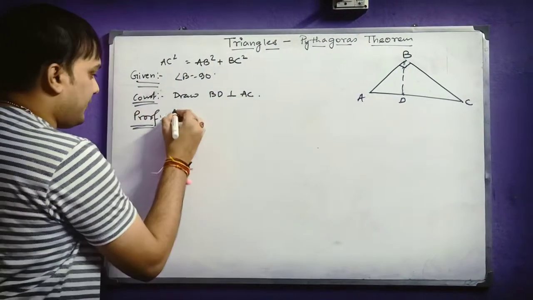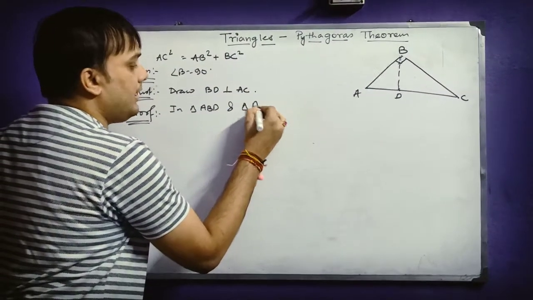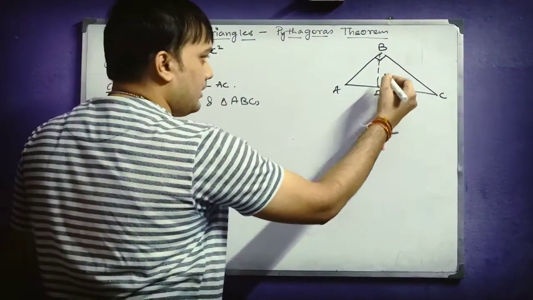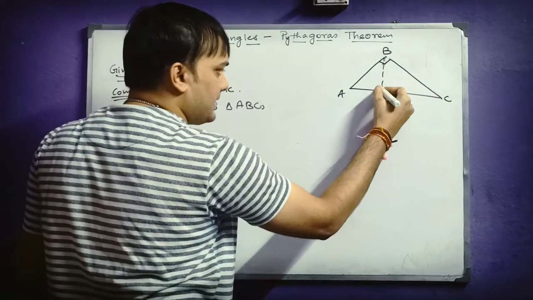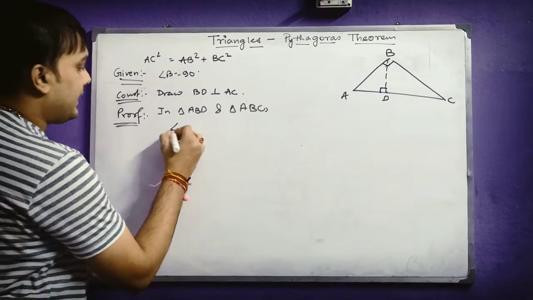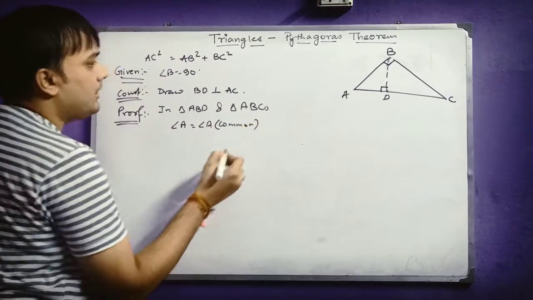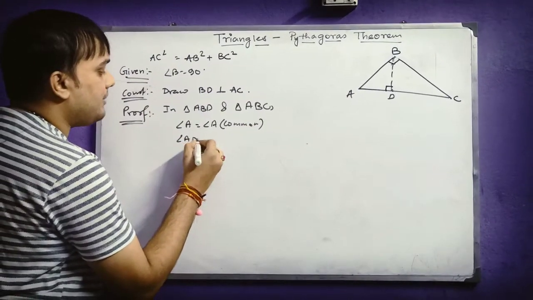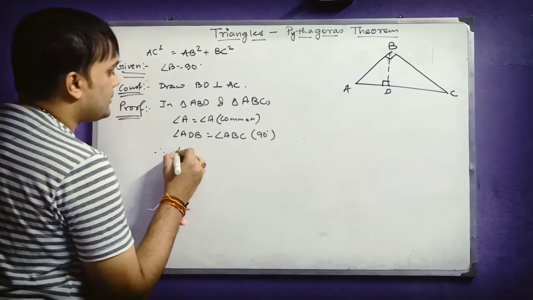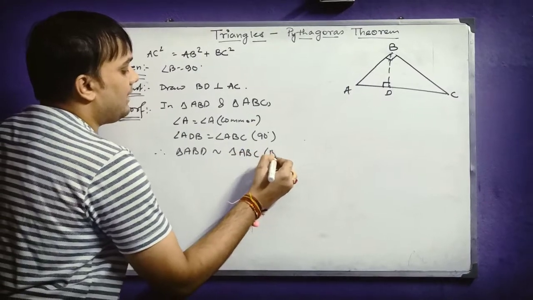So we will write first in triangle ABD and triangle ABC. So you can see here in both these triangles, as I have drawn BD perpendicular to AC, first thing is angle A is equal to angle A, which is common, and then you can see angle ADB is equal to angle ABC. Both are 90 degree. So we can write triangle ABD is similar to triangle ABC by AA axiom.